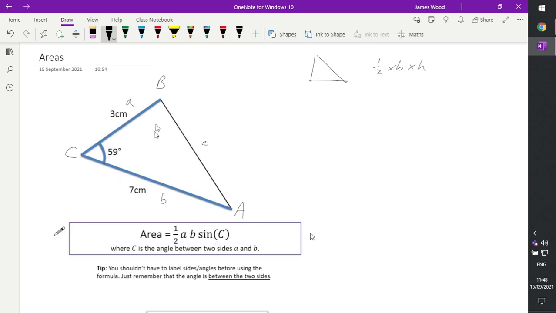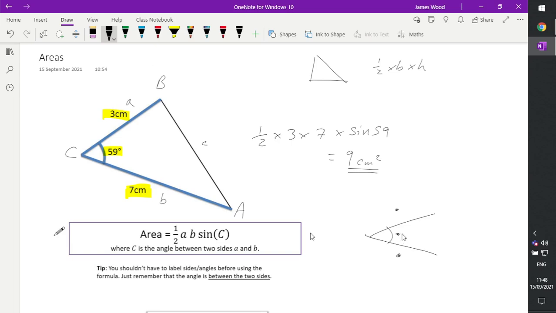So in this case of this triangle, we're doing half times 3 times 7 times sine 59. Okay, so the area of this triangle would be about 9 centimeters squared. Now, in terms of remembering which sides are which, as long as you've got the angle in between the two sides, then that will work. So it always needs to be in this pattern: you've got the side, this angle, and this side.